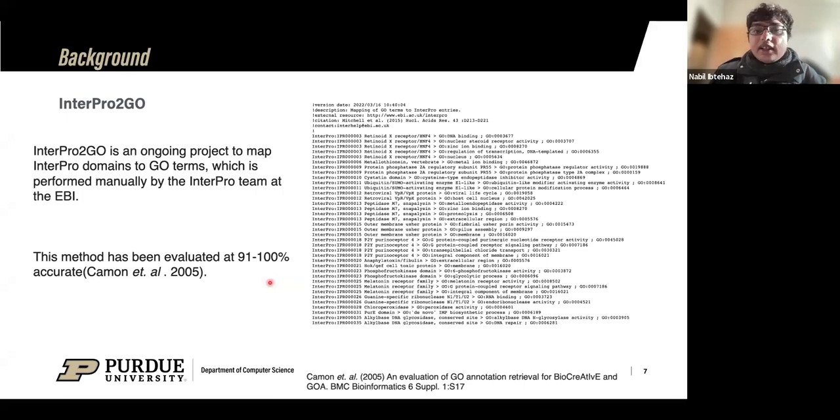There are several projects that are trying to achieve that. For example, we have Pfam2GO that annotates the various Pfam families to Gene Ontology terms. And since we are focusing on InterPro due to the vast collection of domains it has, we mostly work with InterPro2GO. So InterPro2GO is an ongoing project that tries to map the InterPro domains to GO terms. And this is performed manually by the InterPro team at EBI. And although this is treated as a computational method, it is very accurate. From empirical studies, we observed that it is more than 90% accurate in most of the cases.